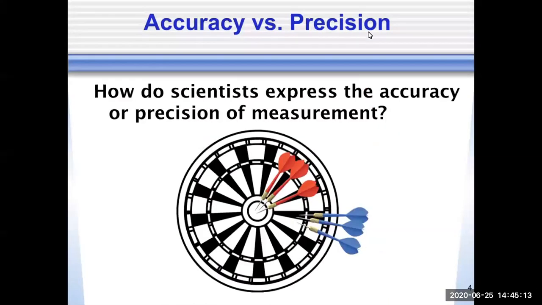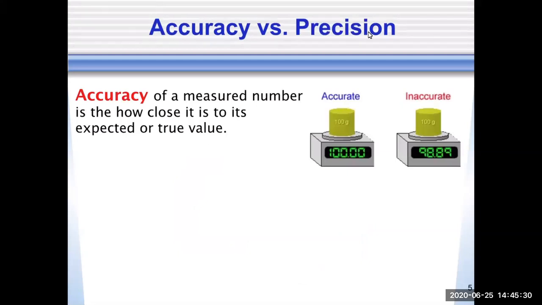All right, moving on to accuracy and precision. These are terms that we use when we're talking about measurements from the laboratory. So how do scientists express accuracy or precision of a measurement? The term accuracy means how close your measured number is to the actual, expected or true value.